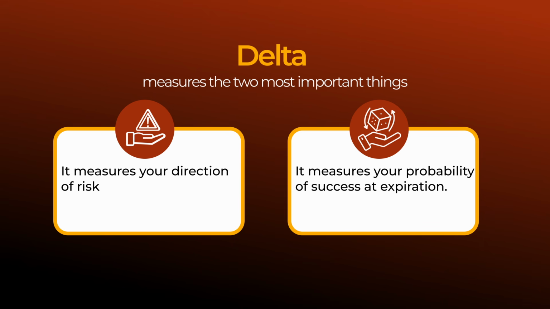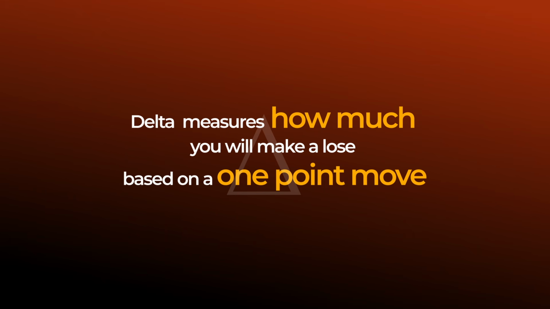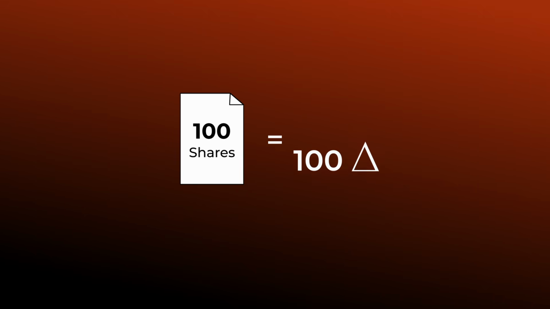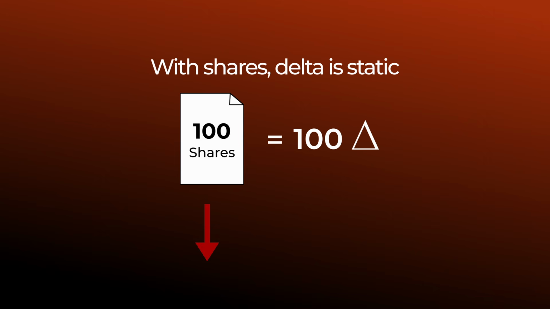As for directional risk, delta once again measures how much you will make or lose based on a 1 point move. I like to start off by explaining the static version of delta that never changes. For example, if you had 100 shares of any company, let's say SPY here, then you have 100 deltas. Every share that you own equals one delta. So 100 shares equals 100 deltas, and that does not change as long as you have 100 shares. It only changes if you increase or decrease the amount of shares you have. It's static. It stays the same in perpetuity until you change the amount of shares.